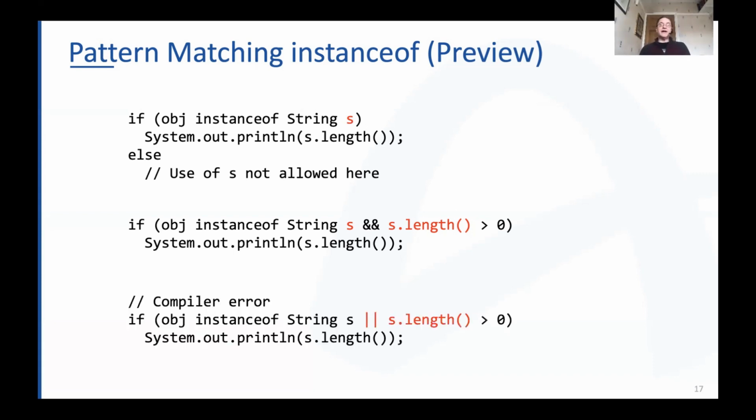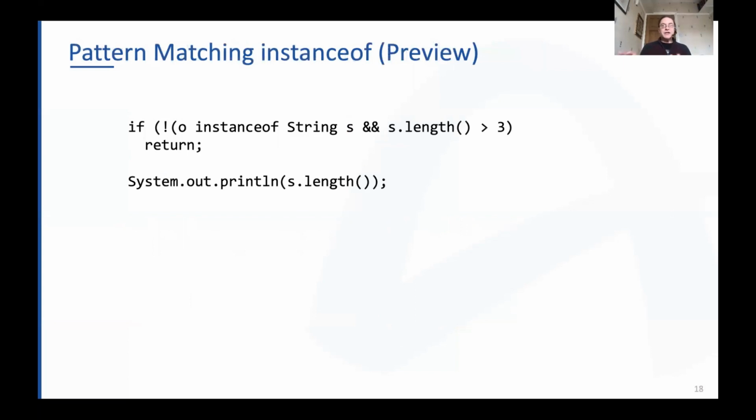Obviously, if we tried to do that with the OR operator, that wouldn't work, because in the case of the OR operator, we have to evaluate both sides of the operator, because either side will result in true, or if either side results in true, then we go through and do whatever is in the if statement. So in this case, we couldn't do that, and we get a compiler error because, even if obj wasn't a string, we would still try to call length on s and it wouldn't work.